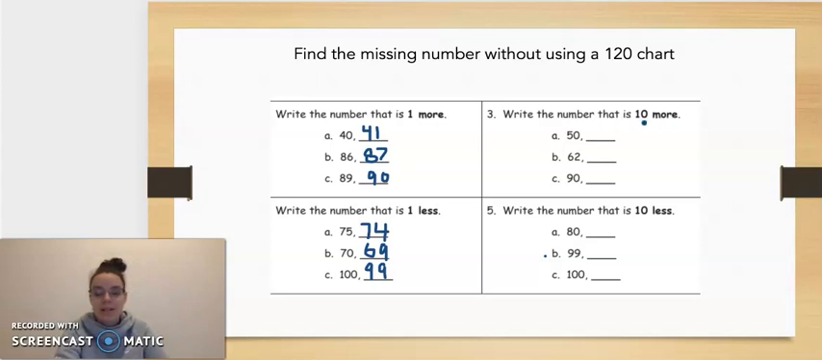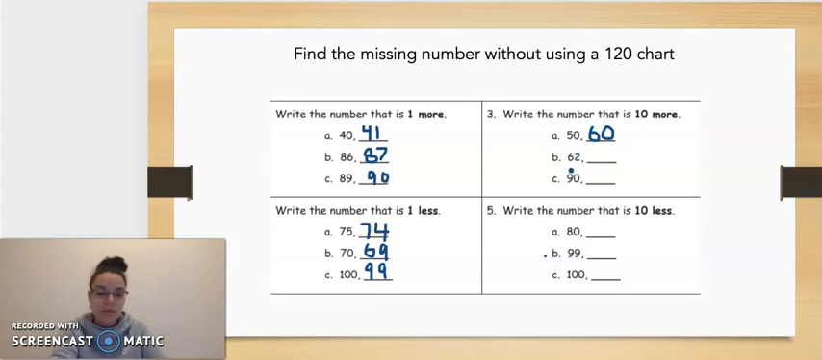All right. Now help me find 10 more. Remember, that means now the tens place is what we're focusing on. 10 more means the tens place is going up. So instead of it being a 5, it needs to change to a 6. 10 more than 50 is 60.